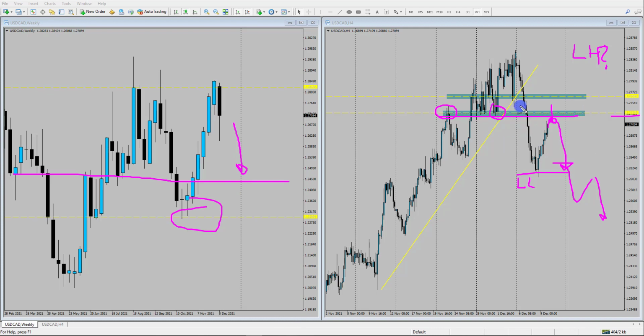It has broken this bullish trend. It could potentially form a bearish trend, offering us short-term trading opportunities.